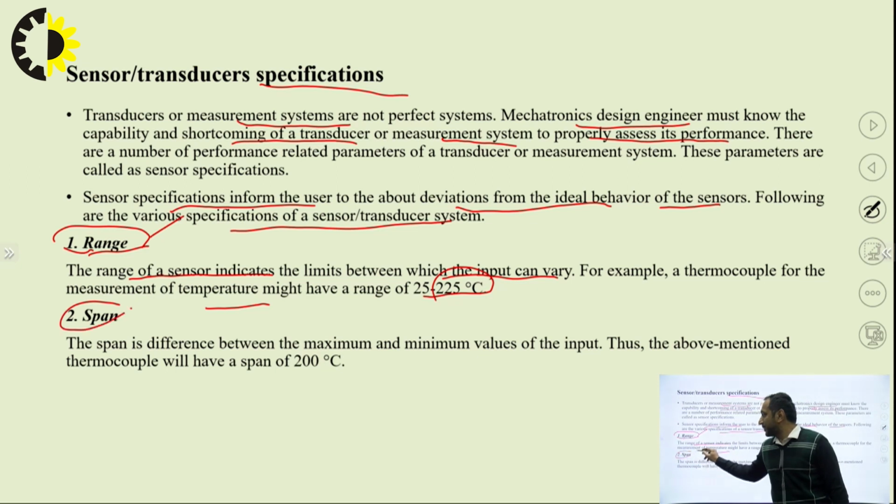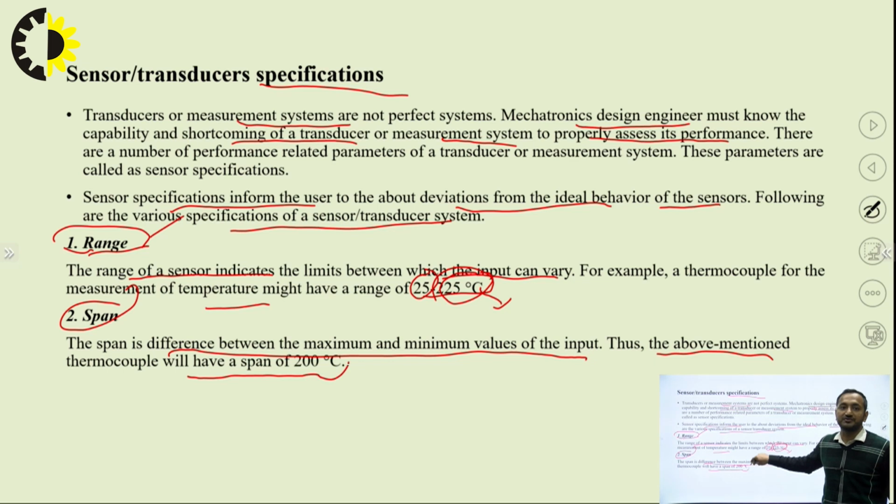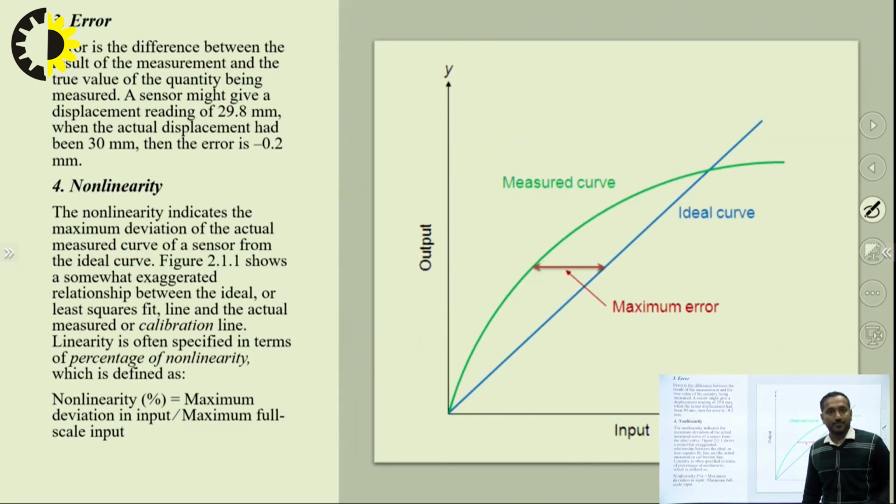Now second is span. The span is the difference between the maximum and minimum values of the input. For example, this is the minimum value which this temperature sensor can measure, and this is the maximum value which a temperature sensor can measure. So if we take the difference of these two, then we will get the span. Thus the above mentioned thermocouple will have a span of 200 degrees. So this is the range through which our temperature sensor, which is a thermocouple in our scenario, will measure.